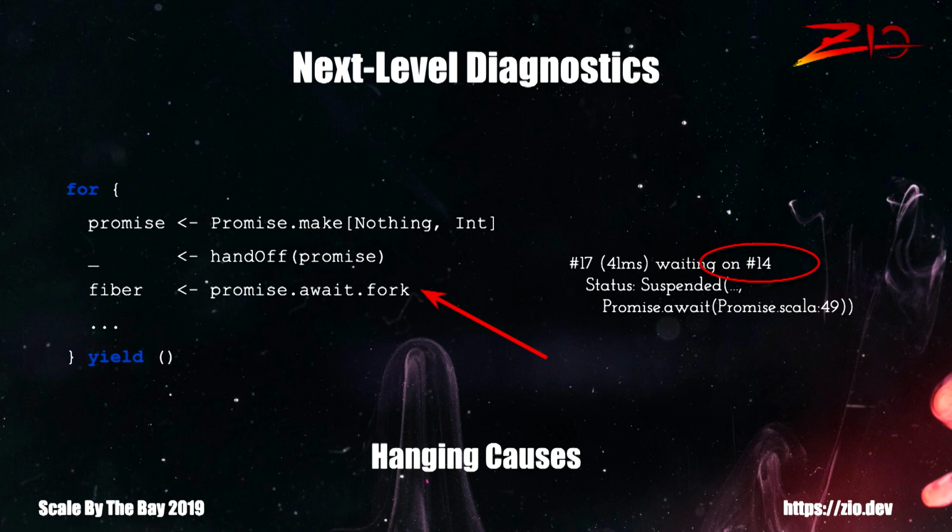fiber to be completed. In this case, what we do is we make a promise, we hand that promise off to some other method, and then we have another fiber that's sitting around waiting on the result of that promise, and we can see inside the fiber dump that that fiber, which we forked off in that line in the for comprehension, is currently suspended on the fiber that created the promise, allowing us, for the first time ever, to quickly diagnose issues where part of our application just hangs because no one completed something.